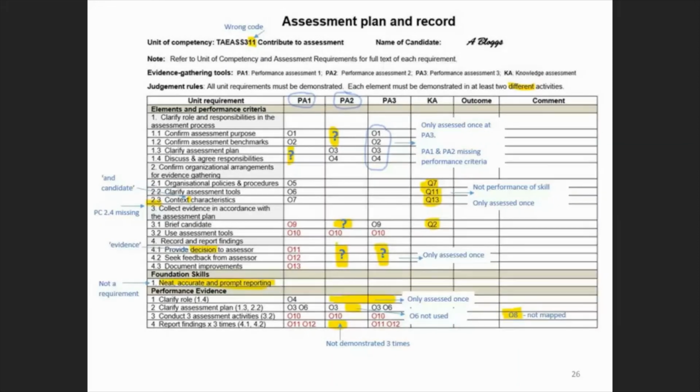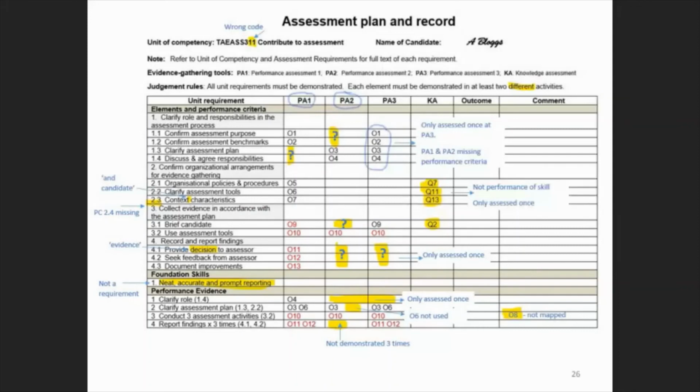If you look at the actual unit of competency and you've been sent a copy of the unit of competency, you'll find that there's no foundation skills. So I, in my enthusiasm, have put in a foundation skill, neat, accurate and prompt reporting. I think that's important, but I'm not allowed to put in my own opinions. I have to follow what the unit of competency says. So you can see if I look down the left-hand column, there are changes to the actual unit of competency.